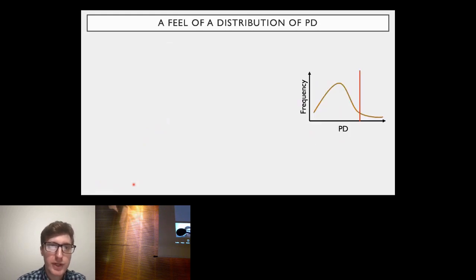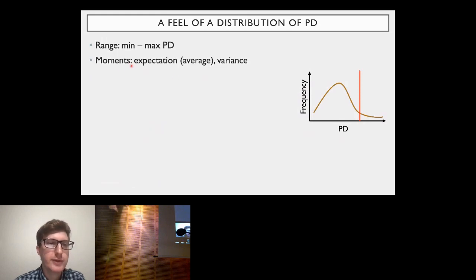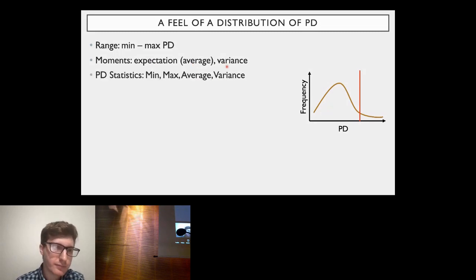But it turns out what we can do is compute a kind of feel of the distribution of phylogenetic diversity. What I mean by this is that we can compute the range, the mean and the max values of the distribution, and also two moments. We can compute the expectation, so the average, and the variance. Using these four statistics, we can already do hypothesis testing, and we can get an idea of how the distribution looks. I'm going to refer to these four statistics as PD statistics for short.